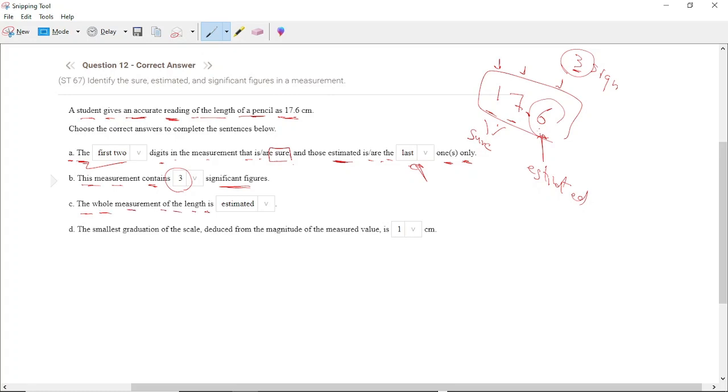We already got 3. The whole measurement of the length is estimated because I'm doing a measurement. This is not a fact. Of course, it will be estimated. The smallest graduation of the scale deduced from the magnitude of the measured value will be 1 centimeter. This is the smallest graduation for the scale.